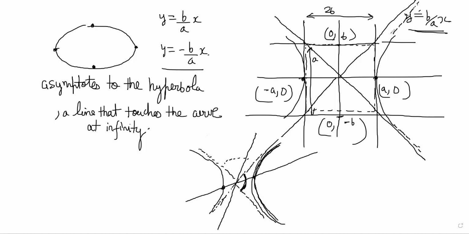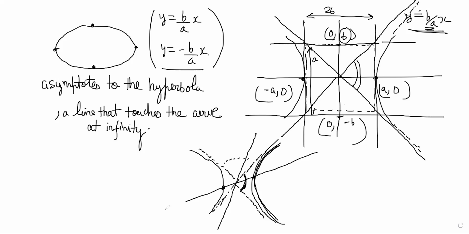So your asymptotes are these lines, and therefore B definitely determines the width of your hyperbola, right? B and A together, because B and A together determine the slope of this asymptote and this asymptote. So your hyperbola is constrained to be within this section, right?